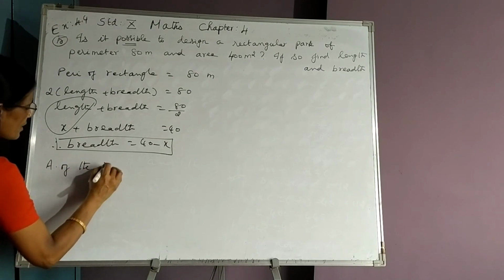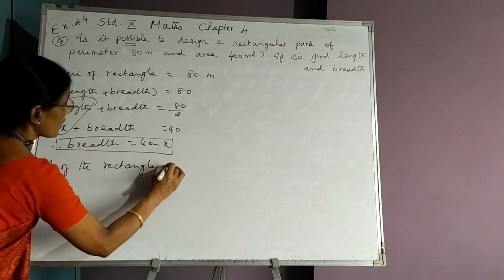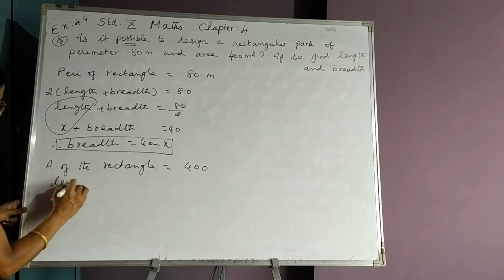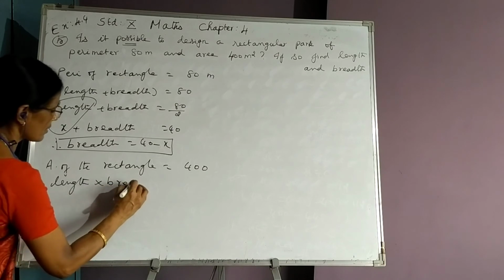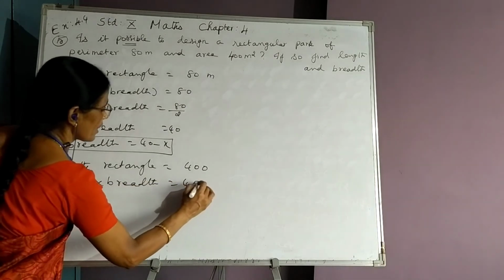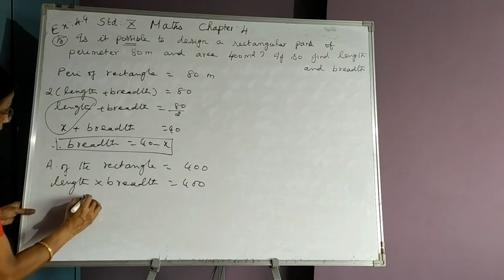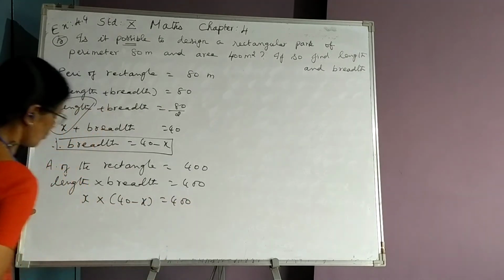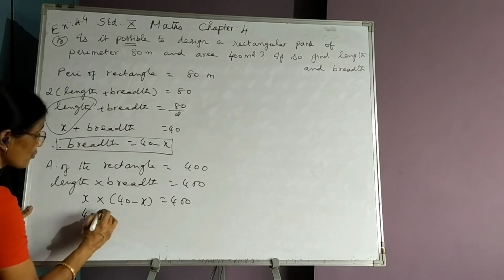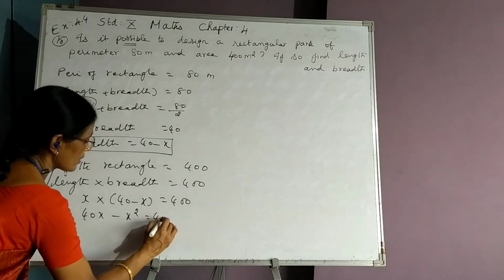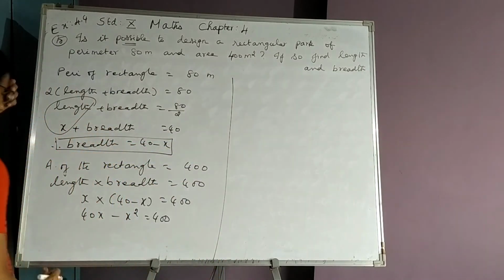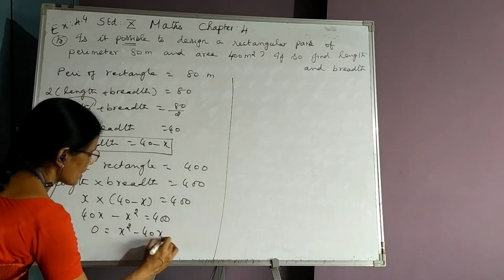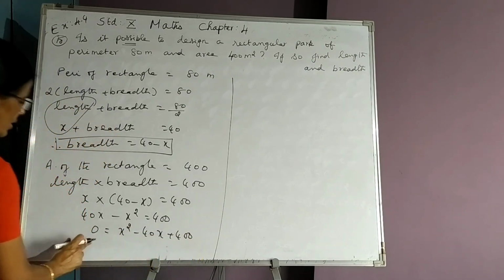What is the area of the rectangle given? 400. What is the formula for the area of the rectangle? It is length into breadth, equal to area. Length we have taken as x, breadth is 40 minus x, equal to 400. Multiplying, we get 40x minus x square is equal to 400. So taking x square to the other side, we get x square minus 40x plus 400 equal to 0.